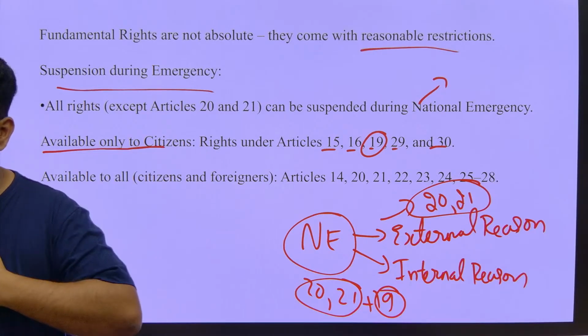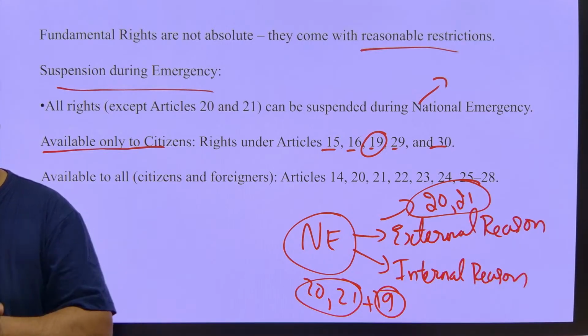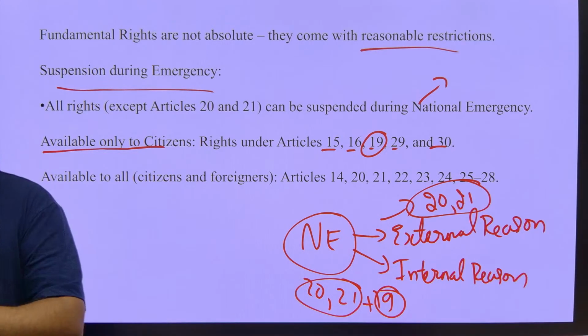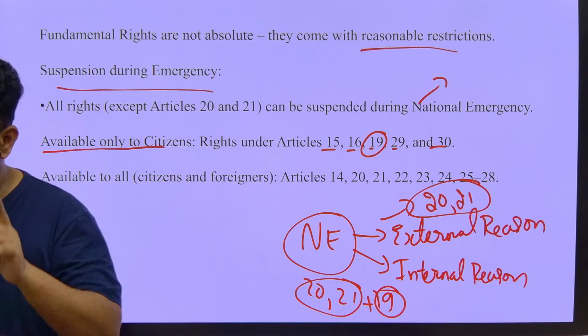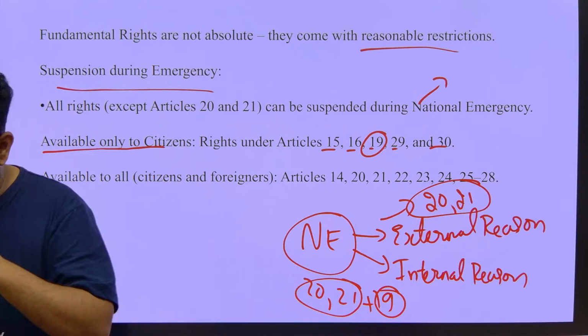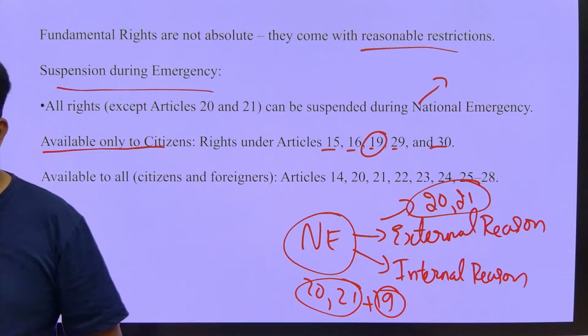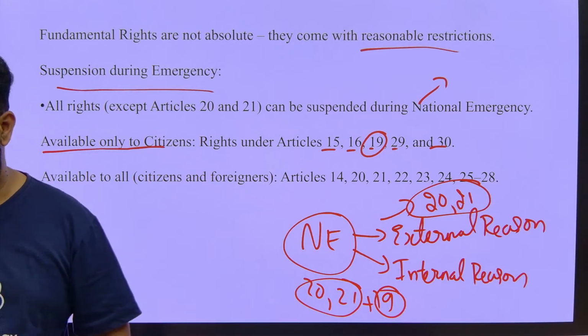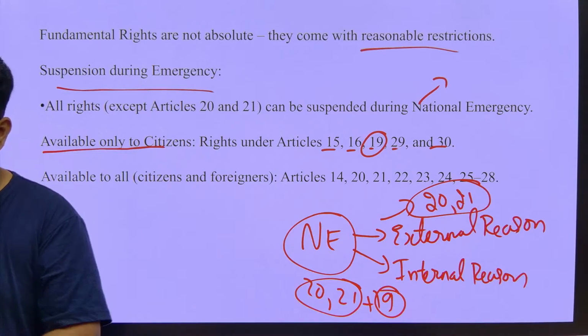Article 16 is about public employment, there also prohibition of discrimination. But between Indians and foreigners, you can discriminate. You can give priority to Indians in that job. So Articles 16 and 15 are available only to Indians. Article 19 is freedom of speech and expression, right to move, assemble and all these things. If you allow foreigners to do whatever they want and move wherever they want, you are giving them a lot of power. That's why Article 19 is also not available.